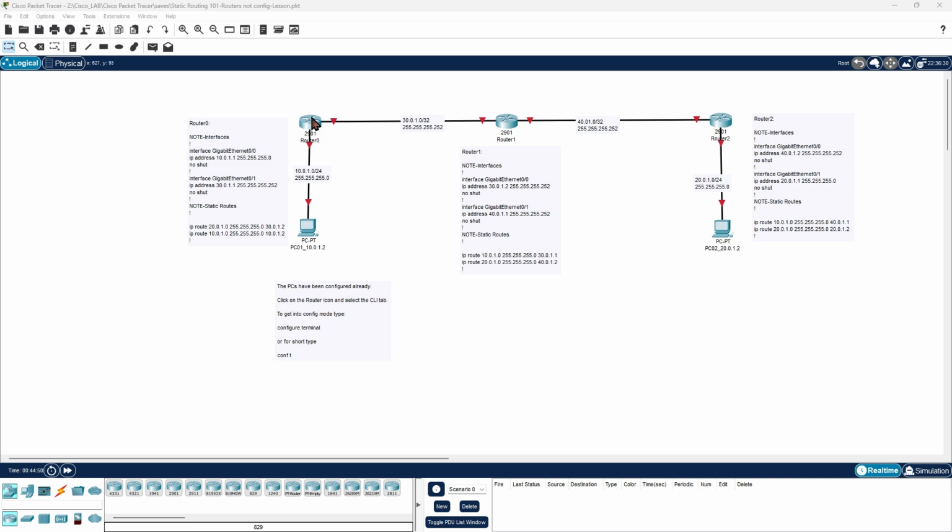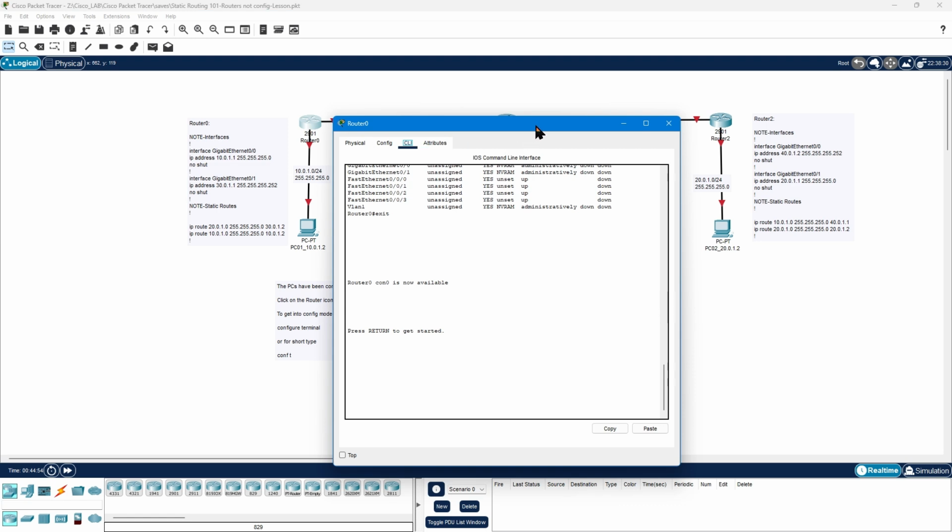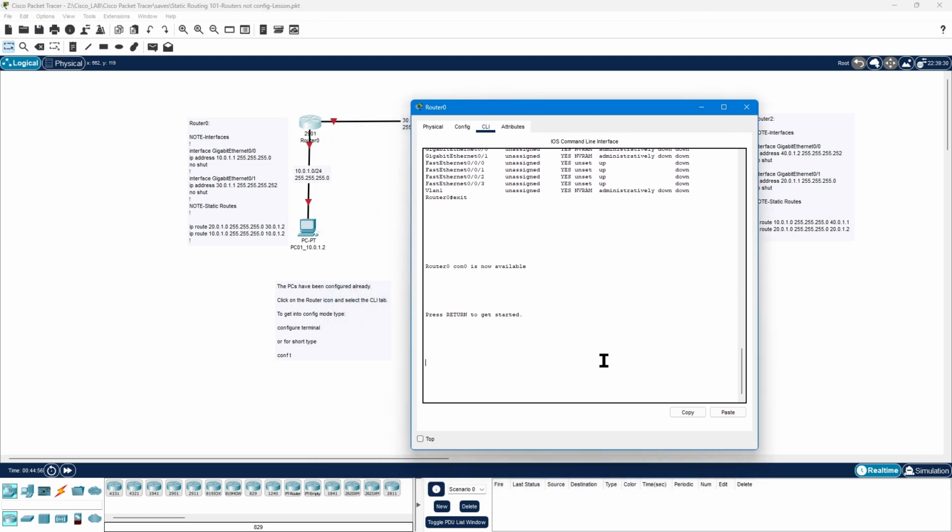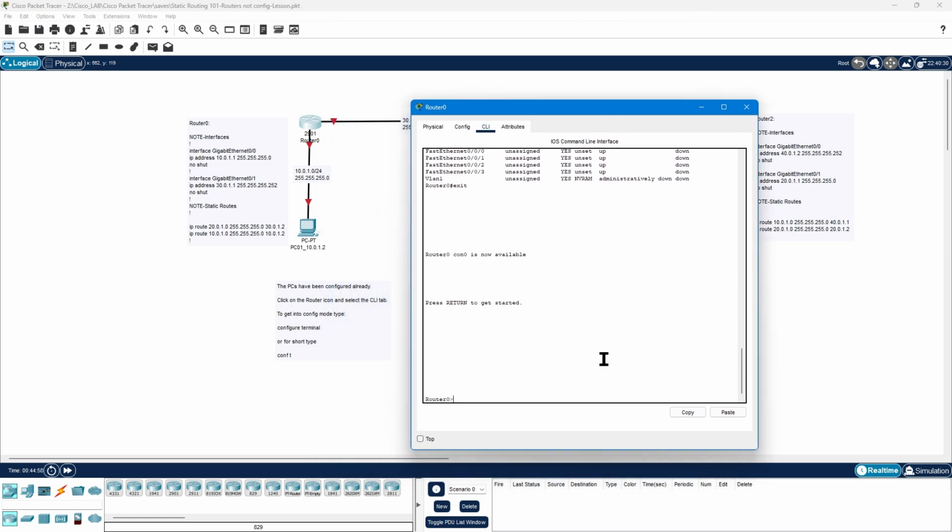So let's put that configuration on here and make this a quick lesson. We'll get in here and hit enter, go into enable mode, and we'll type in config t.